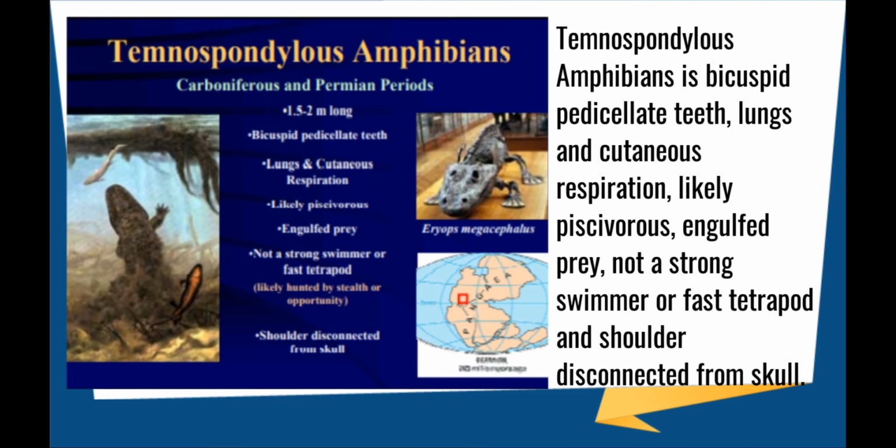The temnospondyl amphibians are only 1.5 to 2 meters long, and they belong to the Carboniferous and Permian periods. They have bicuspid pedicellate teeth and have lungs and cutaneous respiration. They are likely piscivorous, and they engulf their prey. They are not strong swimmers or fast tetrapods, and their shoulder is disconnected from their skull.